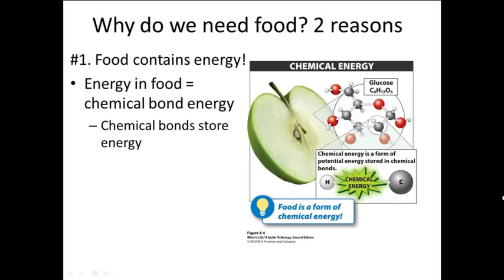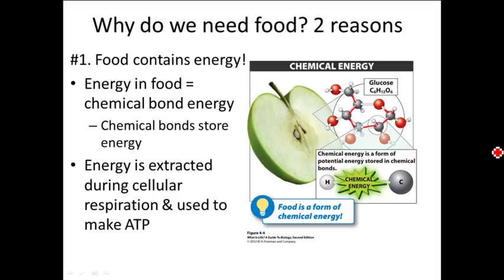Food contains energy. And the way it stores energy is through something called chemical bond energy. Okay? So here we have glucose. Remember, the red are oxygens, white is hydrogen, black or grayish looking is carbon. And these bonds, especially the nonpolar carbon-carbon and the carbon-hydrogen bonds, have a lot of energy in them. So the energy that is in the food that you eat is stored in chemical bond energy. And when those bonds are broken, they release energy. That is all the process of cellular respiration, which is our next lecture.